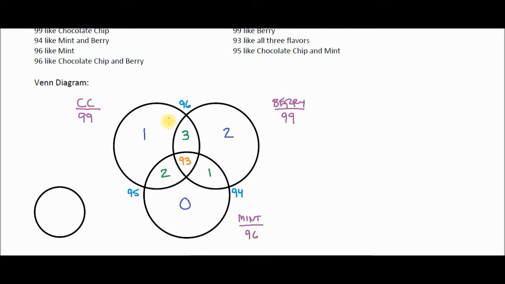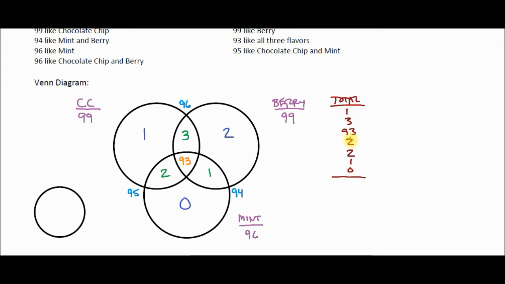Okay, the next step is total up your numbers and see if everybody in the survey answered the question. So we're going to go ahead and go over to here, and let's write the total. Now I'm going to just go through all the circles. 1, 3, 93, 2, then I got these out here, 2 and 1 and 0. Let's take a look and see what that adds up to.